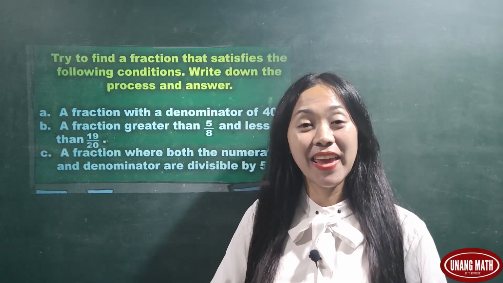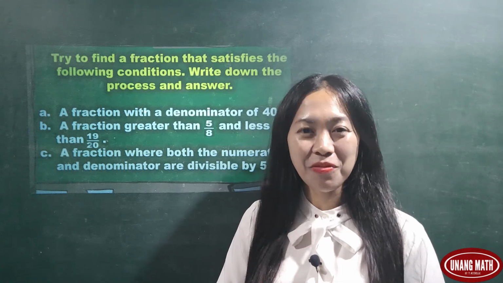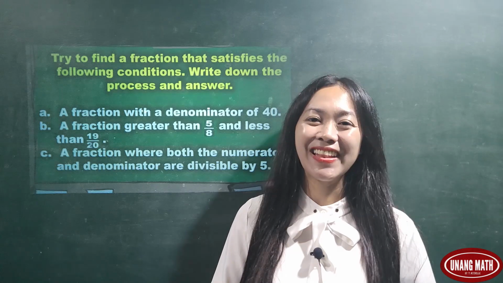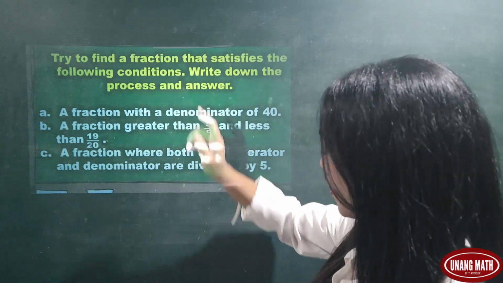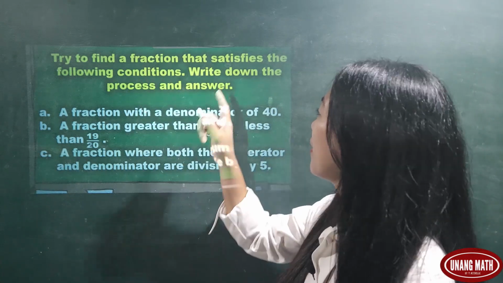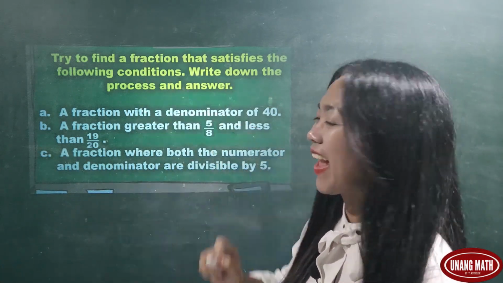This problem is an example of a descriptive math problem. Basahin natin at sagutin natin ito. Let's try to find a fraction that satisfies the following conditions. Write down the process and answer.